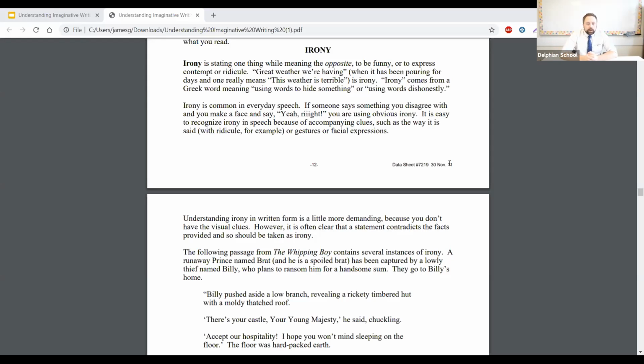Here's some examples. Great weather we're having, when it has been pouring for days, and one really means this weather is terrible, is irony. Irony comes from a Greek word meaning using words to hide something, or using words dishonestly. Irony is common in everyday speech. If someone says something you disagree with and you make a face and say, yeah, right, you are using obvious irony. It is easy to recognize irony in speech because of accompanying clues, such as the way it is said, with ridicule, for example, or gestures or facial expressions.